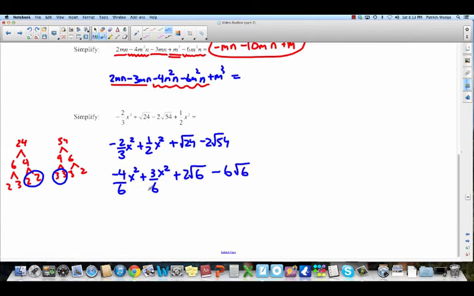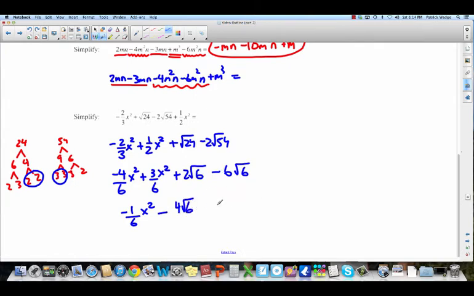So the first two terms we can combine. We have to add negative 4 over 6 plus 3 over 6, which is negative 1 over 6 x squared, plus 2 root 6, take away 6 root 6, is negative 4 root 6. I guess I shouldn't have put that plus sign, should I? You could put plus negative, but we'd rather just put minus. Positive 2 root 6, take away 6 root 6 is negative 4 root 6.